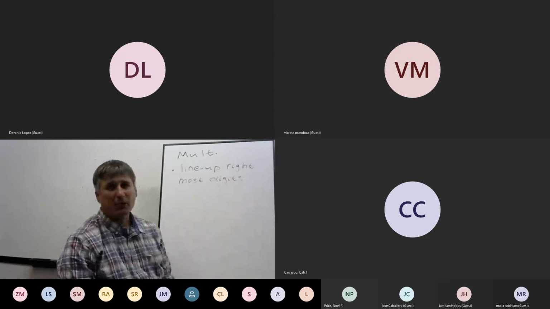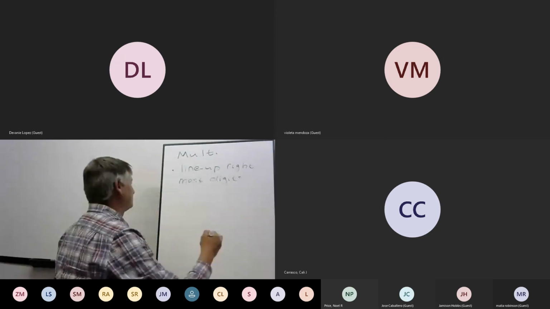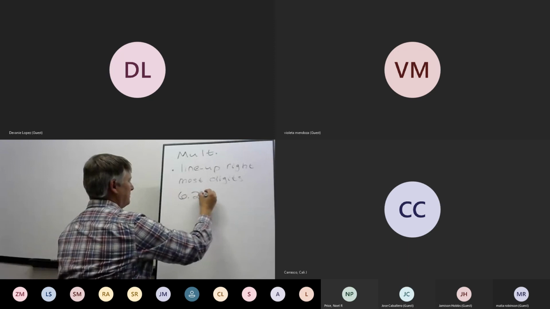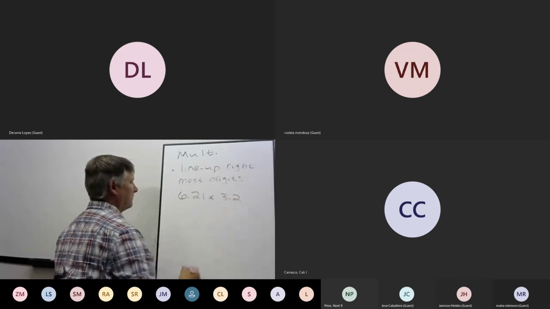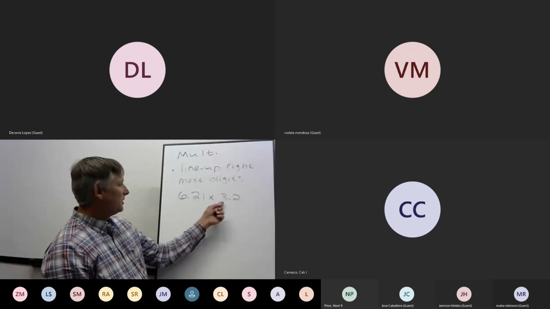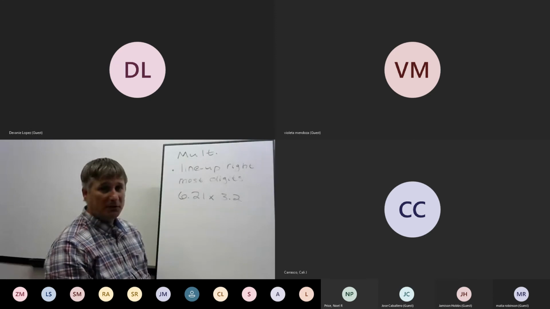For multiplication, we're going to line up the rightmost digits. So let's say we have this right here, 6 and 21 hundredths, and 3 and 2/10. Let's say we multiply these together.